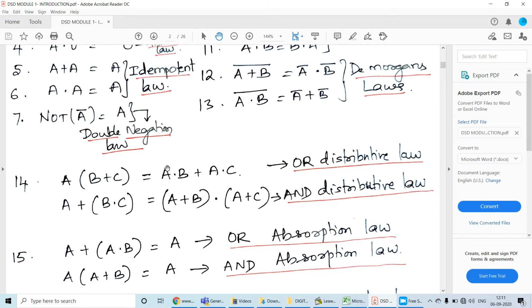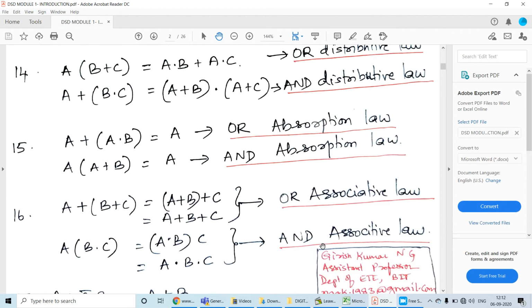So this is the OR distributive law because you have plus here. So plus is OR. ORing two AND functions is the OR distributive law. Then ANDing two OR functions will be the AND distributive law. It means A plus B into C will be equal to (A plus B) multiplied by (A plus C).